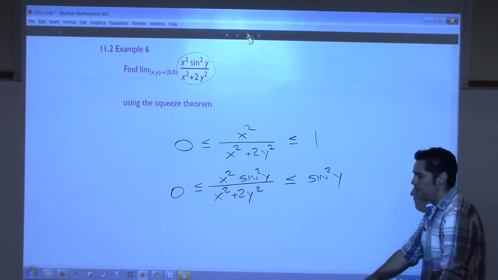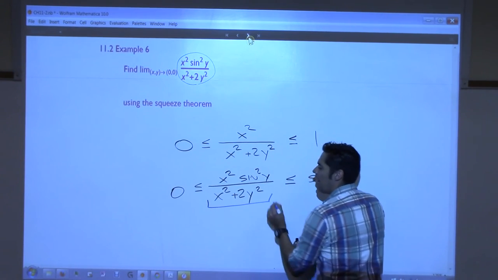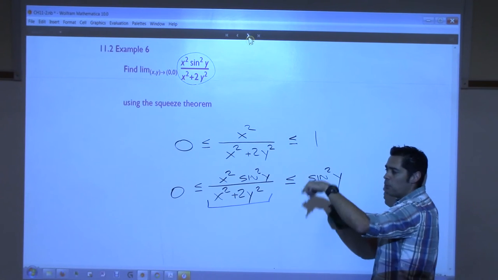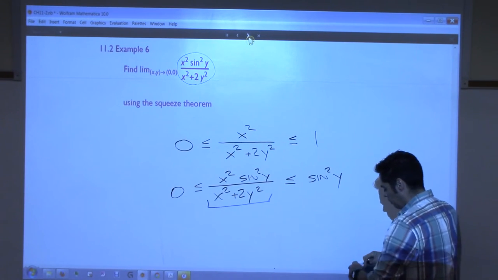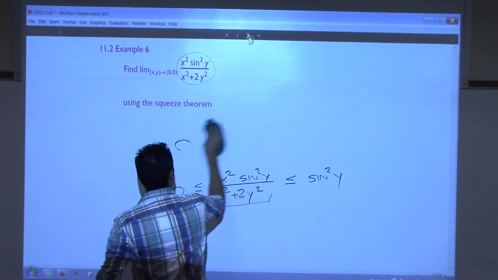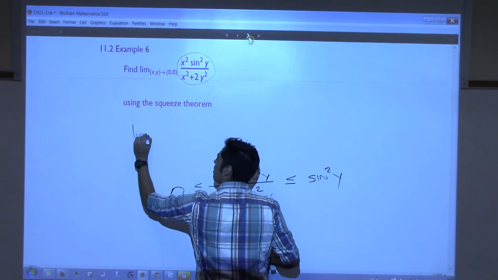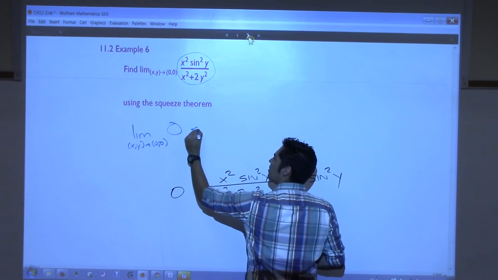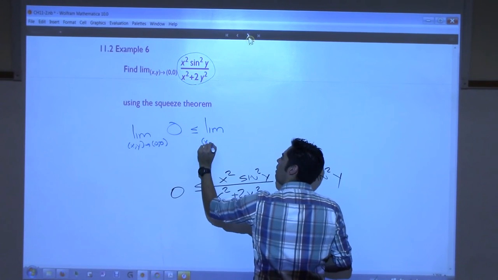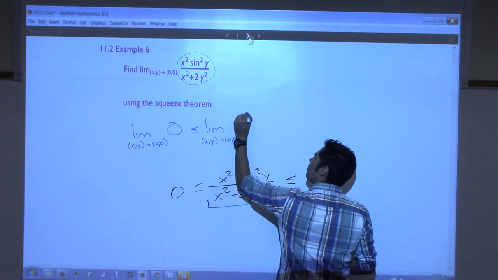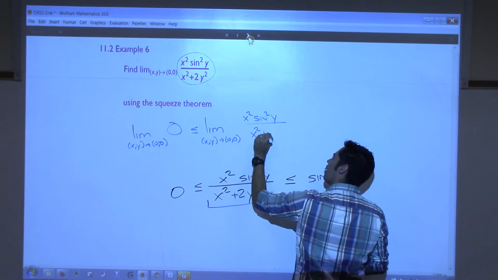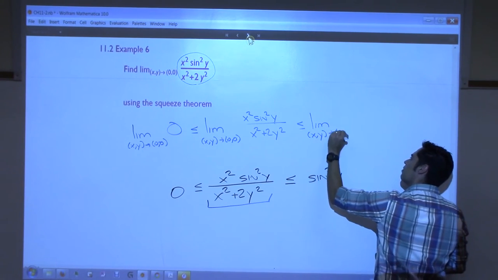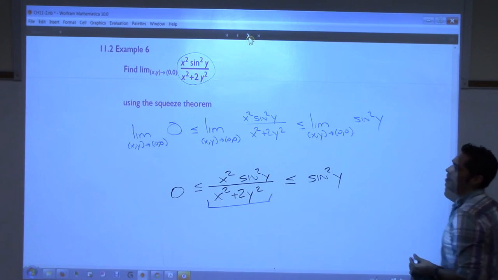So what we do now is once we have the thing we're interested in squeezed between two things, we need to make sure that these two things go to the same value as we approach in a limit. So what I need to do now is set up this inequality again with limits. So this right here, I want the limit as (x,y) goes to (0,0) of 0, that's this one, is less than or equal to the limit as (x,y) goes to (0,0) of x squared sine squared y over x squared plus 2y squared. That's less than or equal to the limit as (x,y) goes to (0,0) of sine squared y. Yeah?